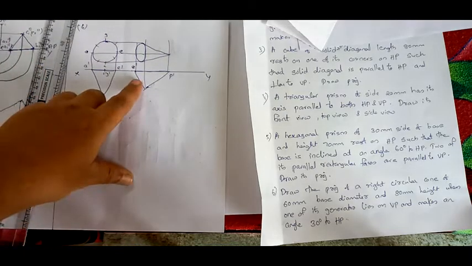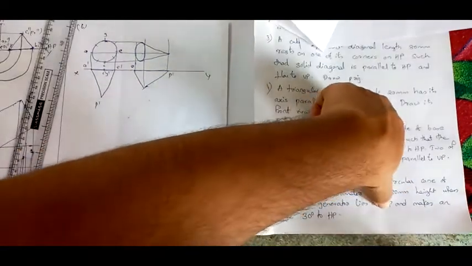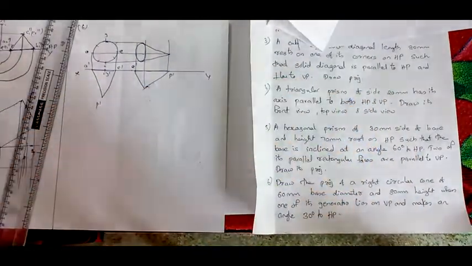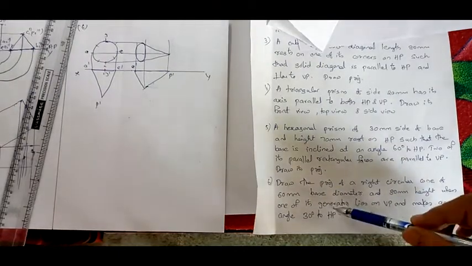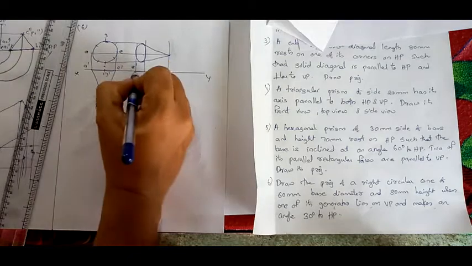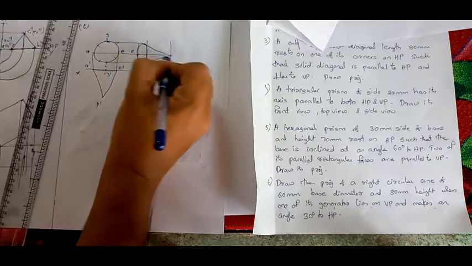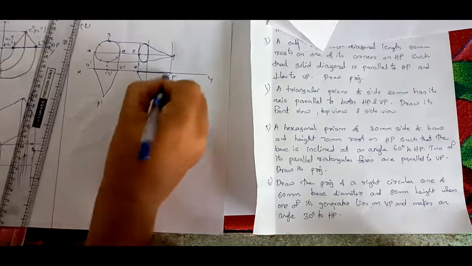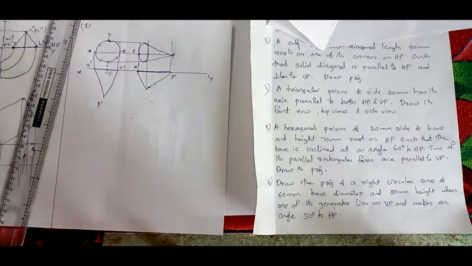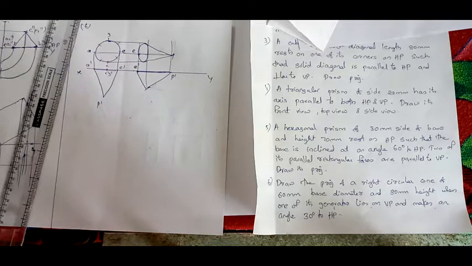Now the last sentence says the generator on VP makes an angle of 30 degree to HP. That is, the generator on which it is lying makes 30 degree. The generator on which it is lying is e dash, p dash. In the top view, E is here, P is here. e dash, p dash and EP are both parallel to the XY line. That means true length is visible, so need not worry about the apparent inclination.